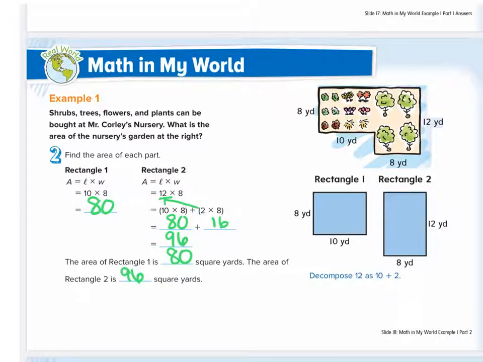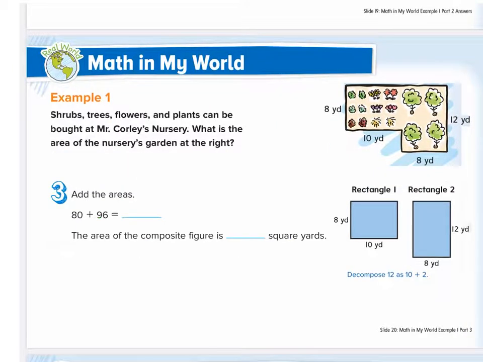So now we have to put that back together to find the area of the whole garden. And 80 plus 96 is 176. The area of the composite figure is 176 square yards.